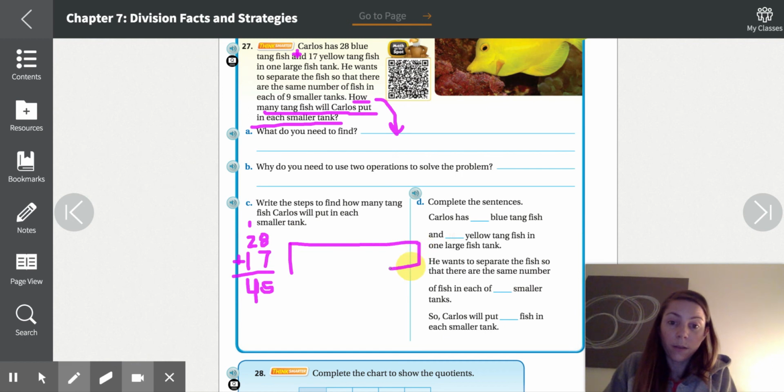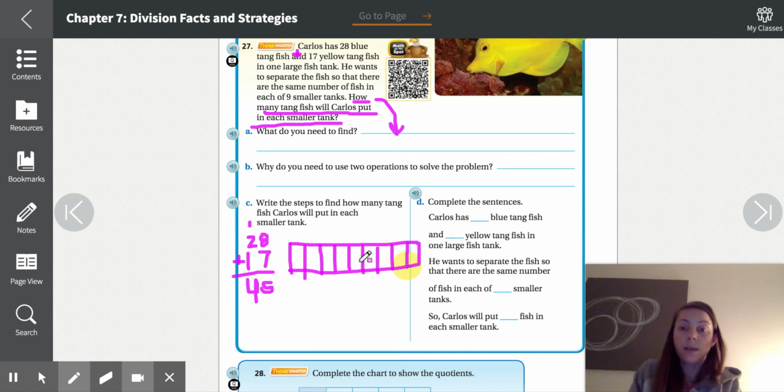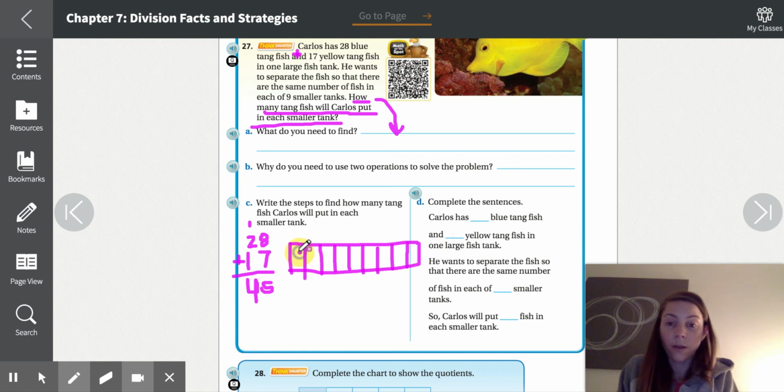I could do a bar model if I wanted. Ooh, I don't know if I'll have space, but I need to make 9 small tanks in here. 2, 3, 4, 5, 6, 7, 8, 9. Okay, and I'm going to take this 45 and pass them out one at a time. Now some of you might already know that would be 5 in each. 5, 5.